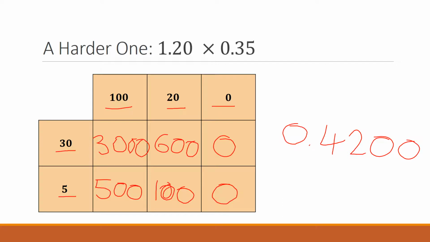Now, if you had done that question, you could have turned it into 1.2 times 0.35. In that case, you would have had 3 decimal places. And that's okay too. You would have ended up getting 420. And you would have taken up all 3 decimal spaces and then had to put a 0 at the front. So you would have gotten the same answer. In fact, you can verify that for yourself. Using this method, try 1.2 times 0.35, and you should get the same answer.